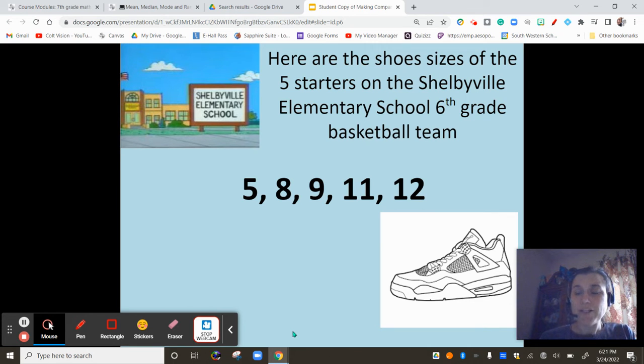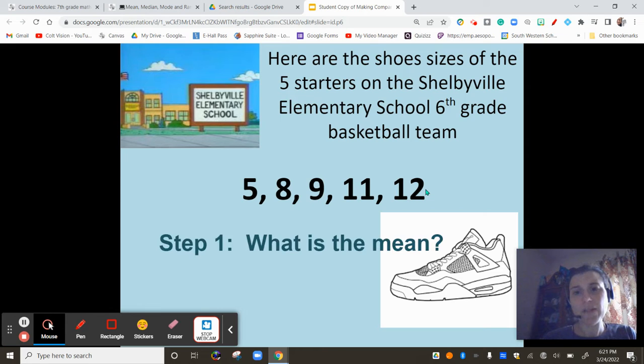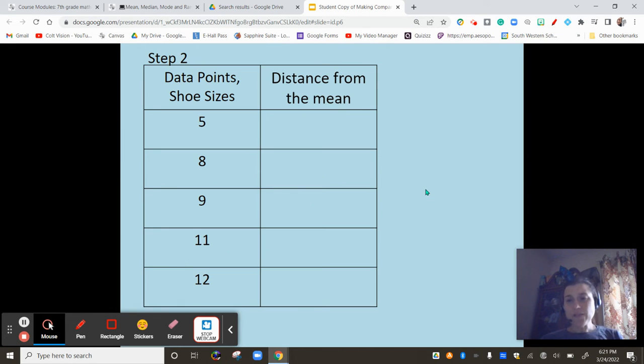Okay, welcome back. So, to find the mean, I'm going to add up these numbers and then divide by 5, and I get 9. So I get that the mean is 9. So these are the data values again. This is the same list we had earlier.